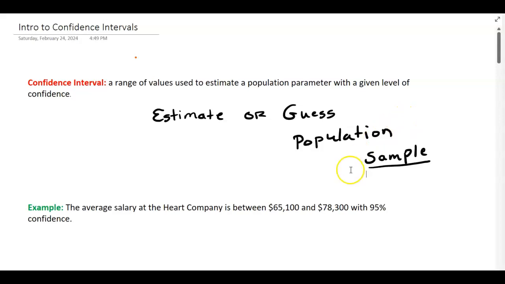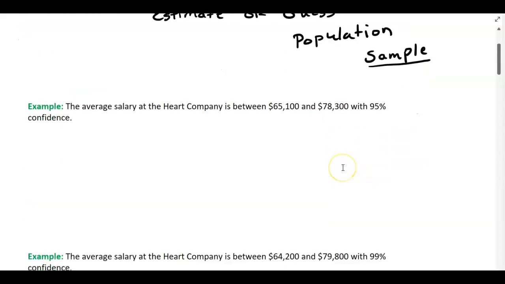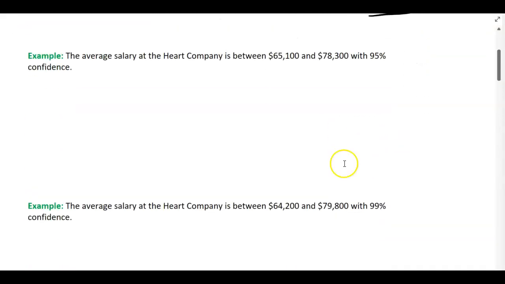Now, when our confidence changes, our confidence interval is going to change. Here you can see that I have a 99% confidence interval, but I've had to change the salary range from $64,200 to $79,800. I got more confident with this second example, but I also had to increase the range of my values in order to do so.